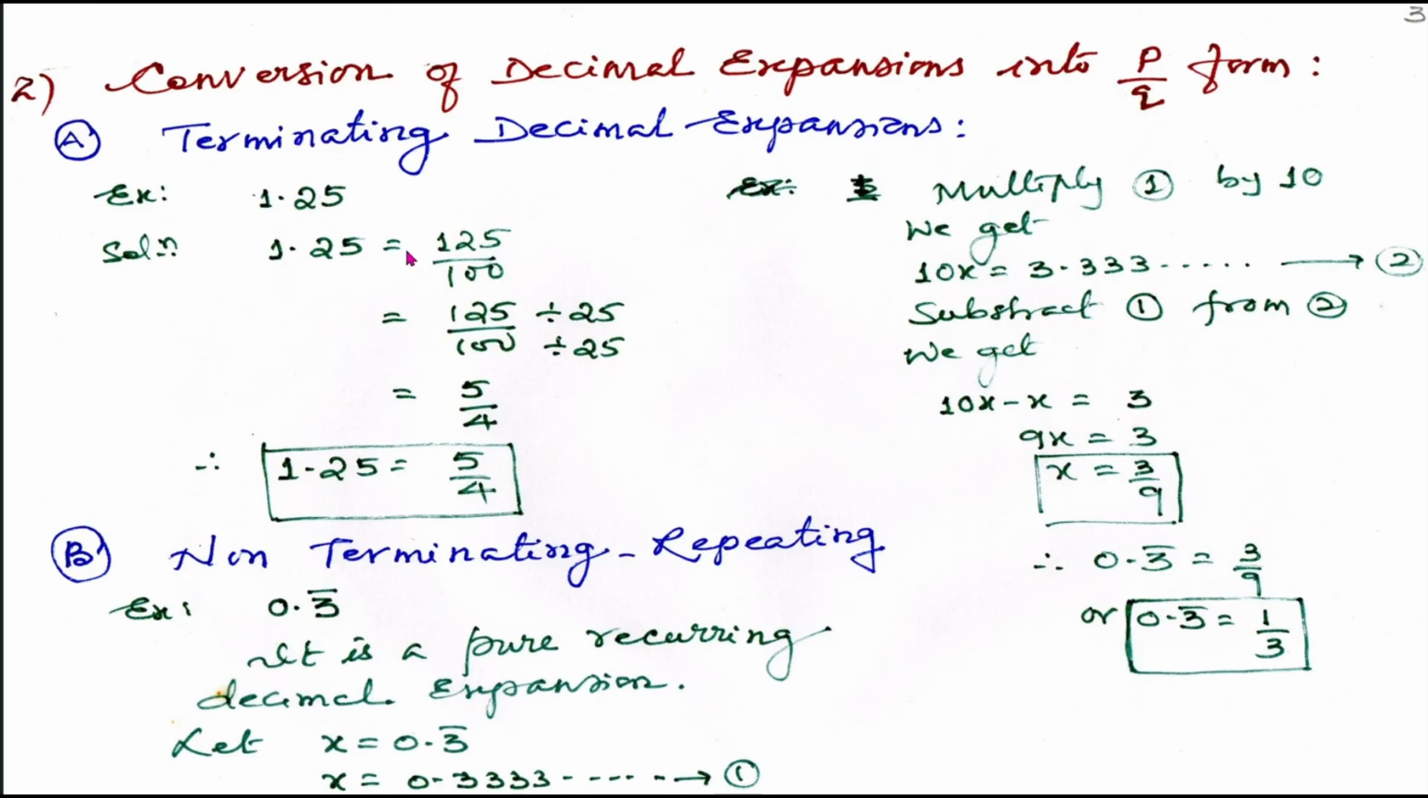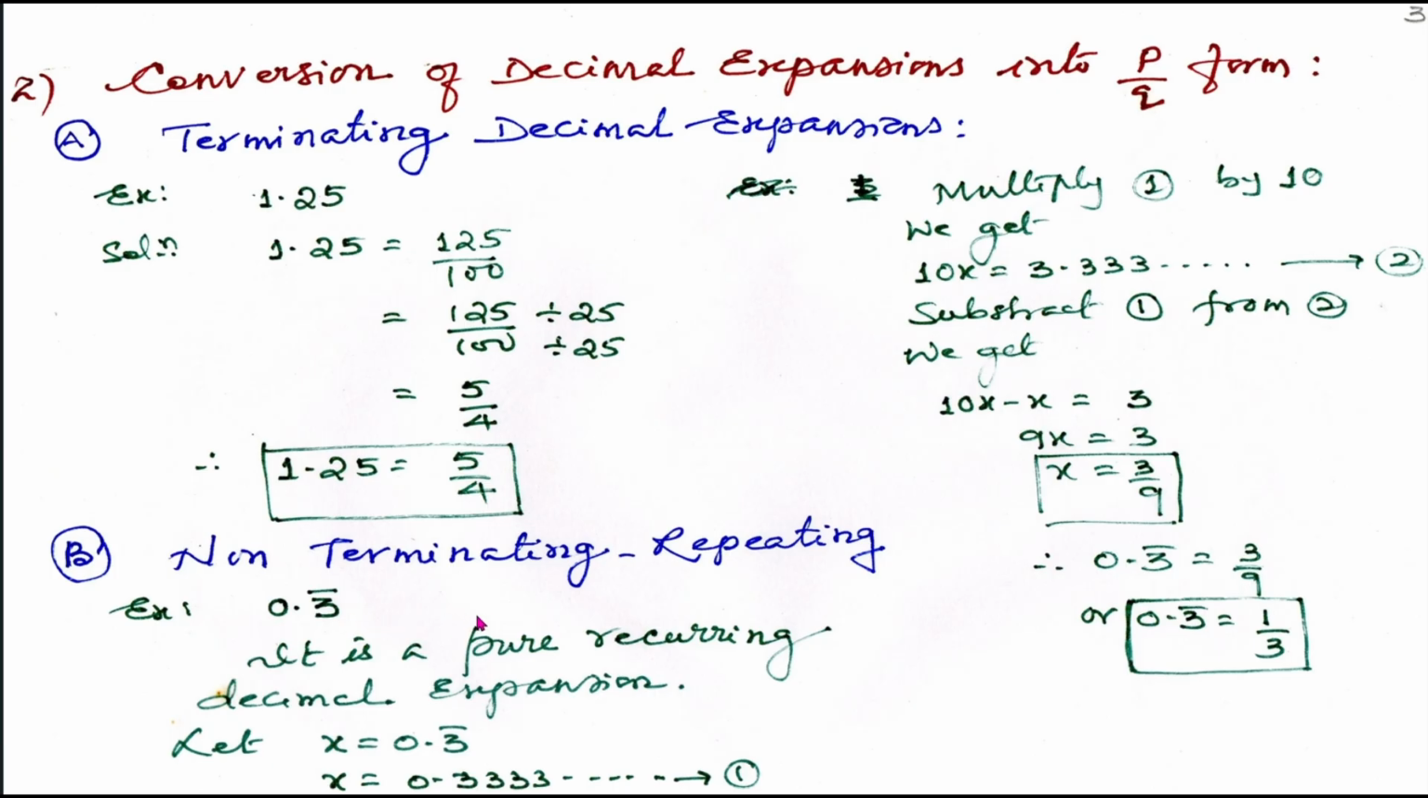Now 1.25 is equal to 125 by 100, and 125 by 100 can be divided by their HCF, that is 25. We get 5 by 4, which is the p by q form of 1.25. A very simple method to find the p by q form of 1.25. Now let us take another example, which is 0.3 bar.